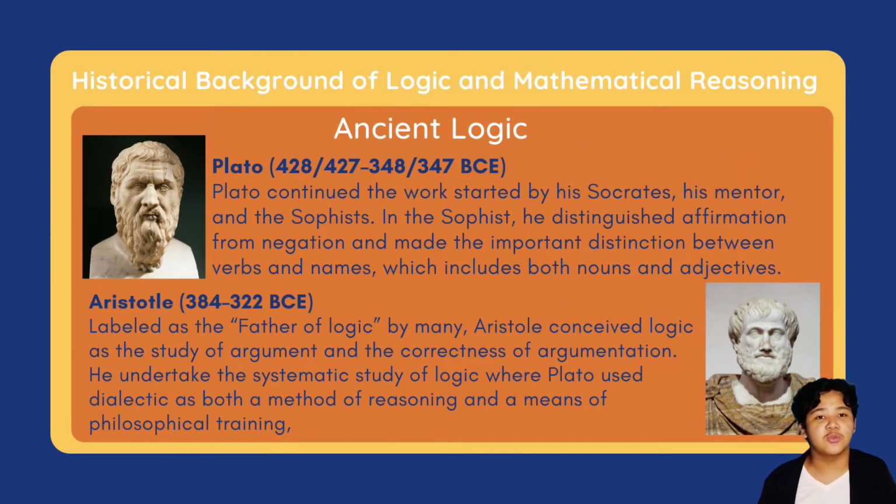Plato, 428 to 348 BCE, continued the work started by Socrates, his mentor, and the Sophists. In the Sophist, he distinguished affirmation from negation and made the important distinction between verbs and names, which includes both nouns and adjectives. He remarked that a complete statement, logos, cannot consist of either a name or a verb alone, but requires at least one of each. This observation indicates that the analysis of language had developed to the point of investigating the internal structures of statements in addition to the relationships of statements between each other.